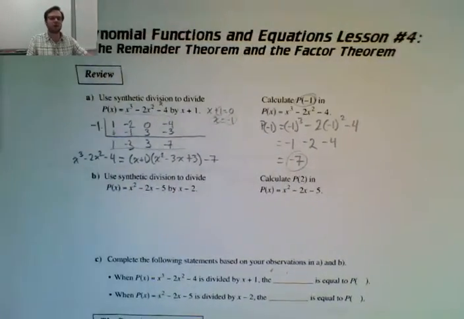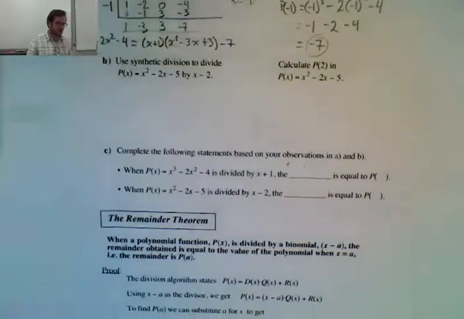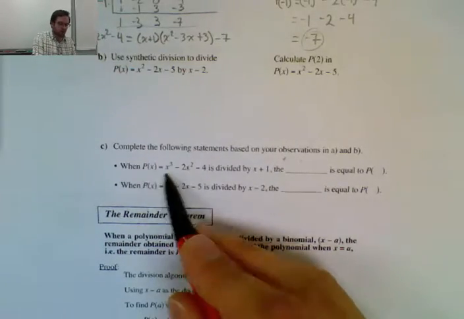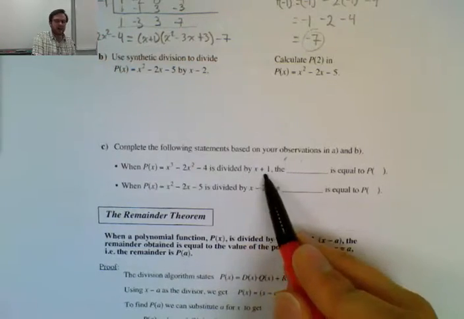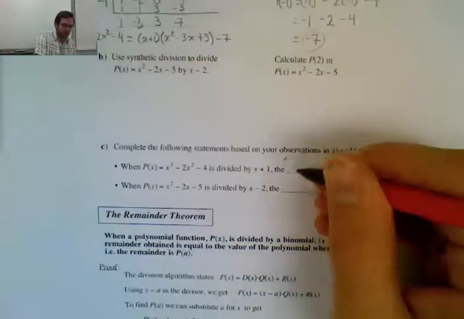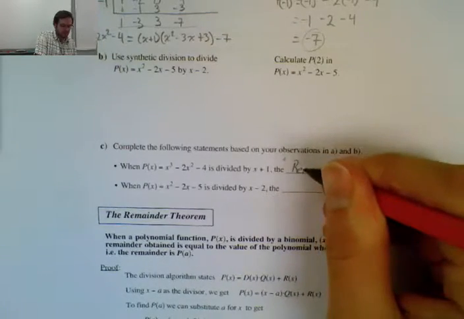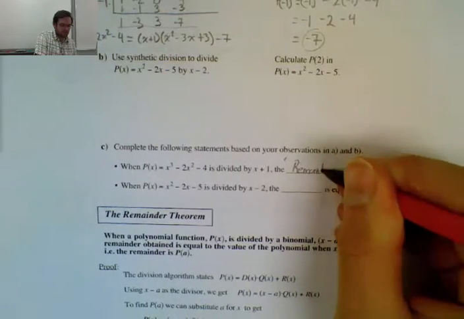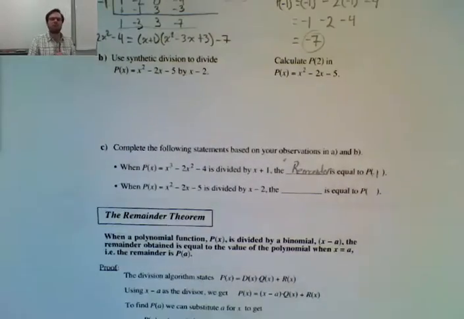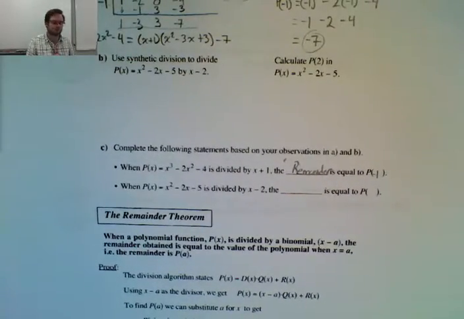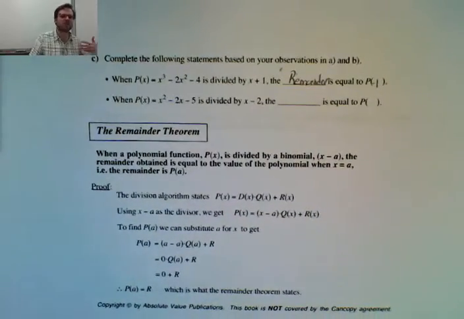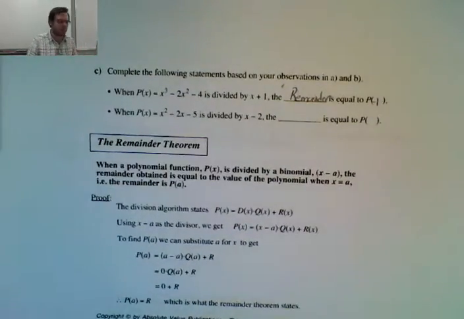So next, we're just going to look at this. When this function is divided by x plus 1, the remainder is equal to p of negative 1. In that case, okay? So, the remainder theorem.